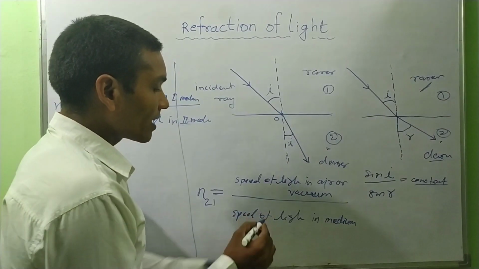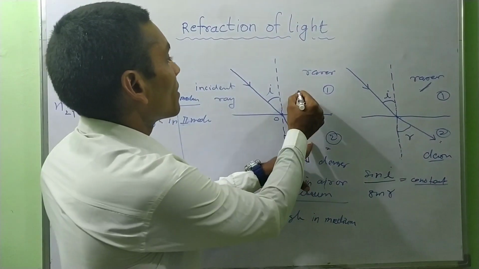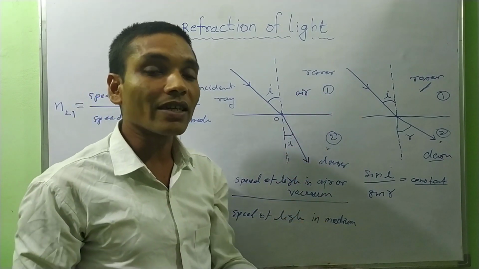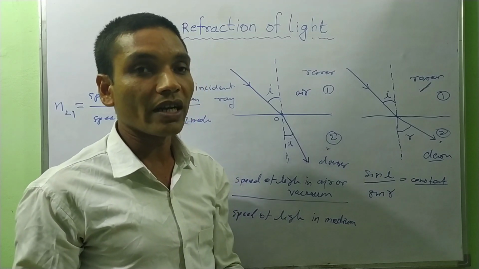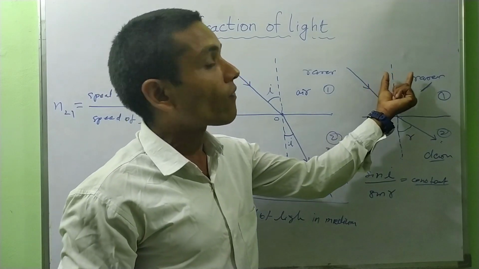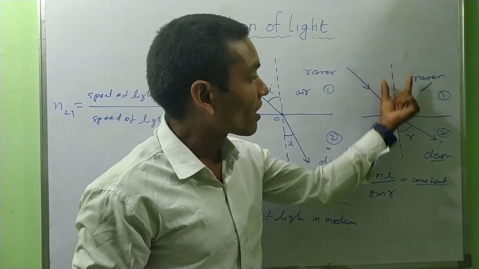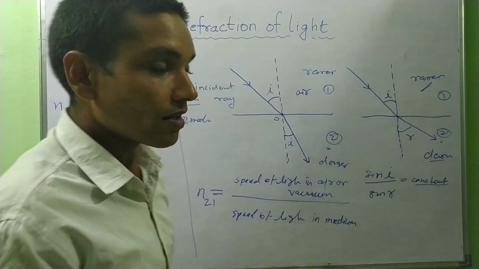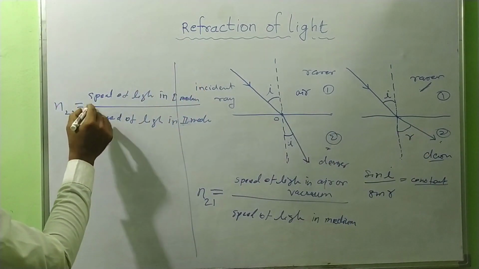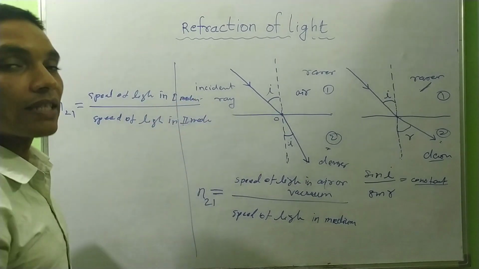So when a light ray goes from air to any medium, the refractive index is said to be the absolute refractive index. But when a light ray goes from a rarer medium other than air to a denser medium, the refractive index of the second medium is the speed of light in the first medium to the speed of light in the second medium.